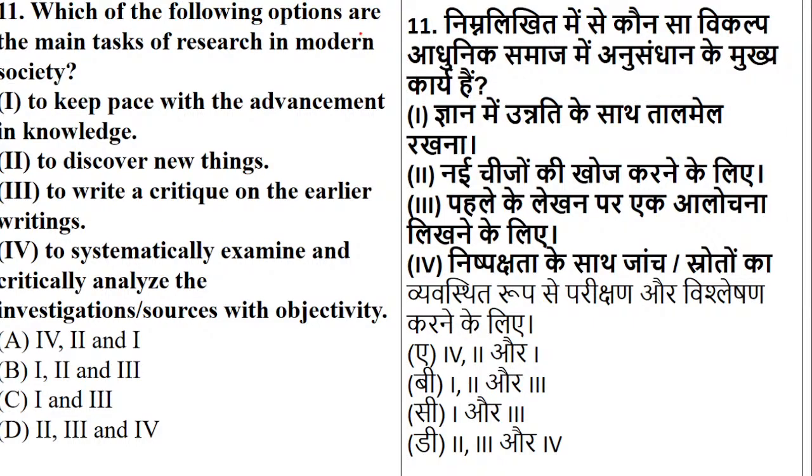Which of the following options are the main tasks of research in modern society? As per the current situation, what exactly are the main things followed in research? First, to keep pace with advancement in knowledge, that is, to progress. To discover new things, to write a critique on earlier writings, or to systematically examine and critically analyze the investigation and sources with objectivity. As per the given options, which are the main tasks of modern research? You have to give the right code, which code is to be eliminated or which can be taken ahead.